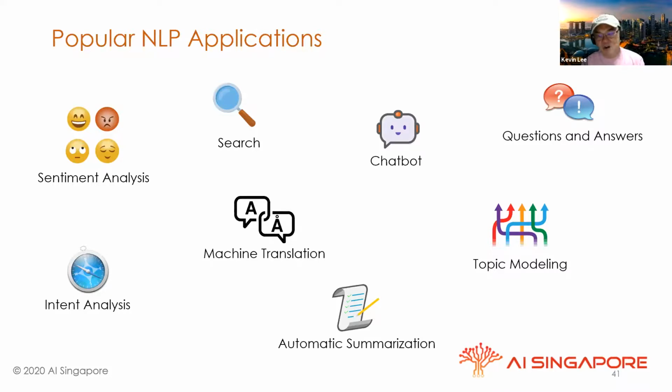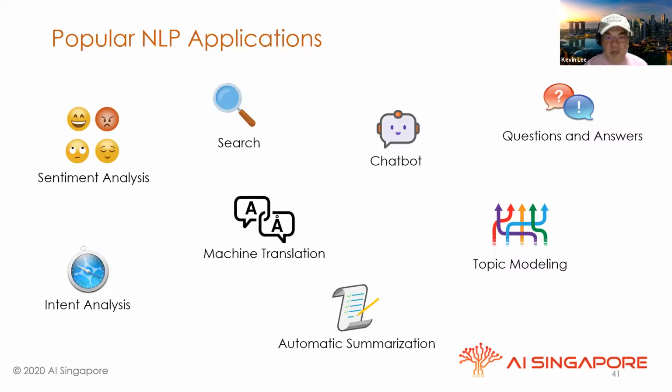And also things like topic modeling and automatic summarization. This is a very hot topic now, and it will allow us to handle customer feedback a lot more in an automated way and a lot more accurately.